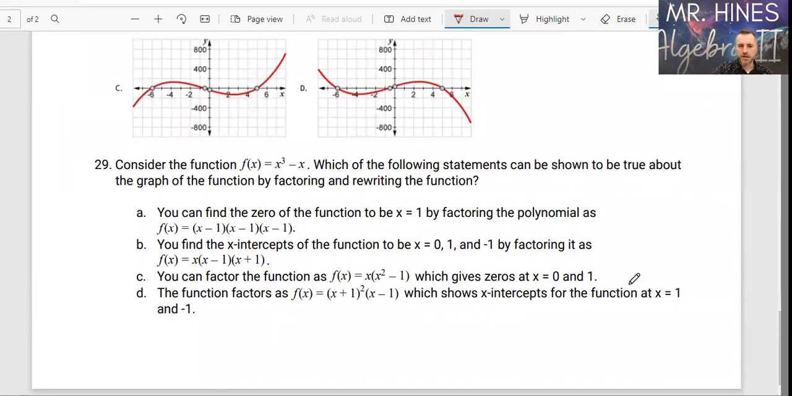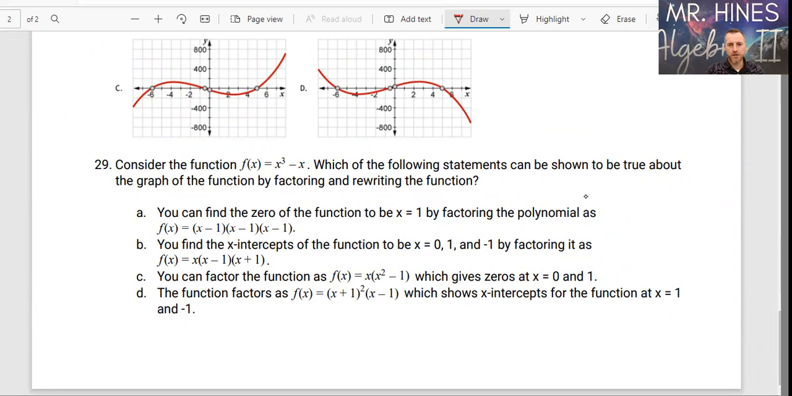And last one on this page, lucky number 29. What's true about the graph of the function once you factor and rewrite the function? So how can we factor that? If they're going to ask us about factors, let's try to factor it first and then we can compare. So your first question, what do you look for? What do you look for as your first thing to factor?